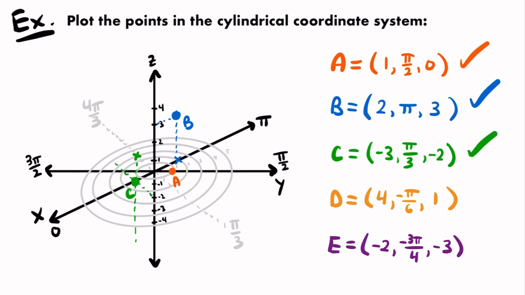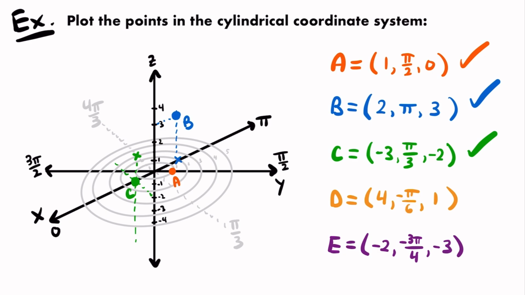Let's move on to point D. We have 4, negative pi divided by 6, and then 1. So the radius is 4, the angle is negative pi divided by 6, and the z-coordinate is 1. So once again, we will be above the xy plane. We're going in the positive z direction. The radius is 4, so we will be along the fourth circle. But what about our angle?